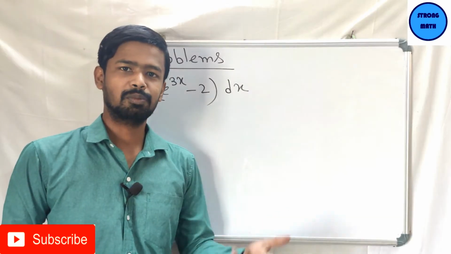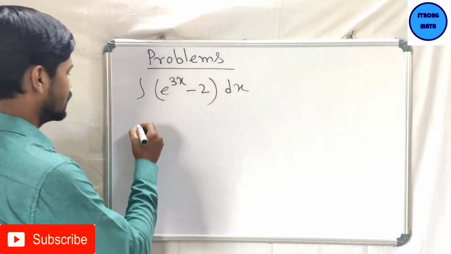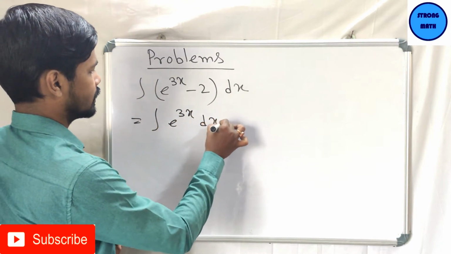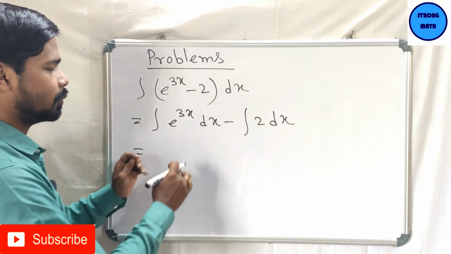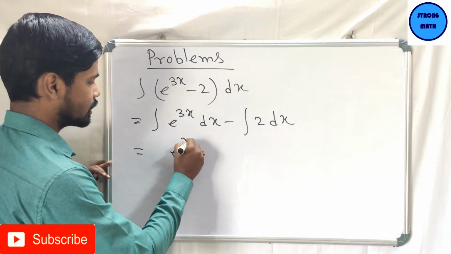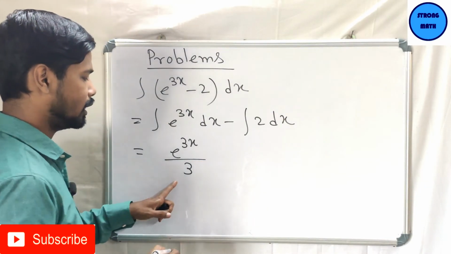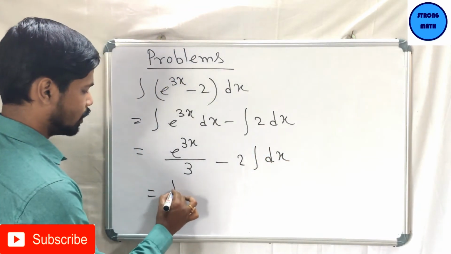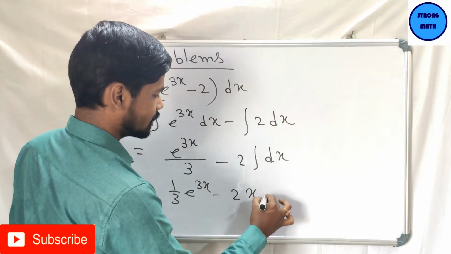Let's move on to another problem, integration e to the power 3x minus 2 dx. At first let's separate them, then this will be integration e to the power 3x dx minus integration 2 dx. So this equals, look, integration of e to the power x gives us e to the power x, so this will be e to the power 3x, but there is a coefficient present here, so the coefficient will be under the function, minus 2 into integration dx. This equals 1 by 3 e to the power 3x minus 2 times x plus c.